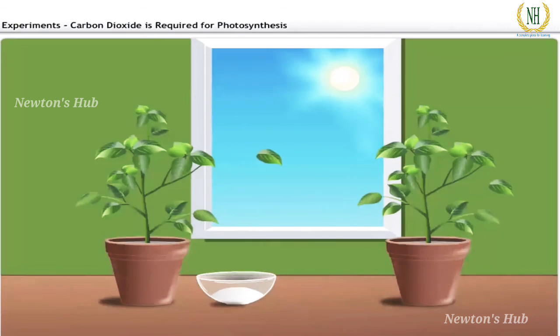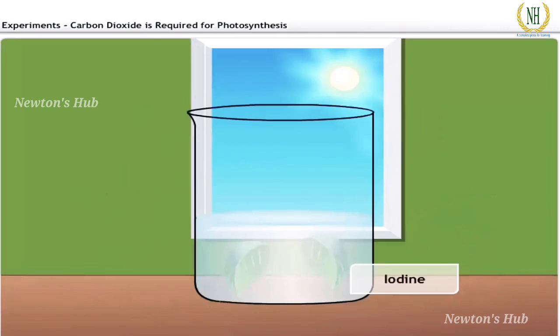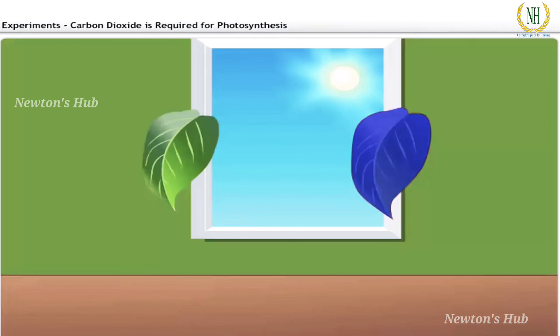Pluck a leaf from each plant and check for the presence of starch using the iodine test. The leaf which was exposed to air turns blue-black. This shows that starch was formed by the process of photosynthesis using carbon dioxide in the bell jar.